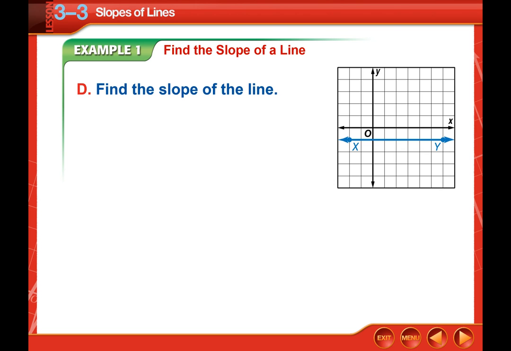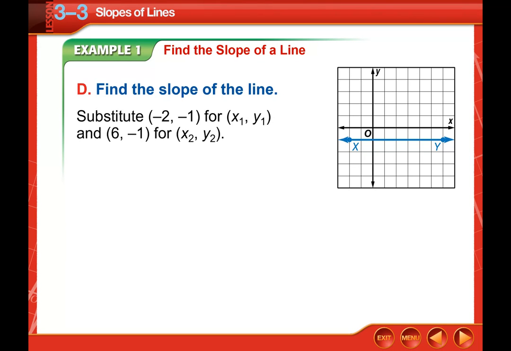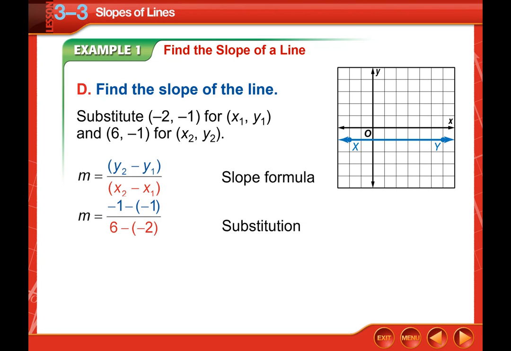Find the slope of this line. Now, we talked about this a couple slides ago. If we have a horizontal line, we have no change in y. We'll end up with 0 divided by some number. Regardless of the points, we end up with 0 divided by 8, or simply 0. There is no slope.